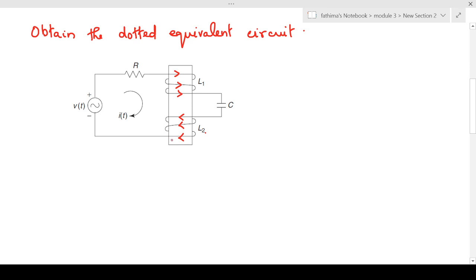So if we apply right hand thumb rule, then we will get the direction of flux in this coil like this, and the direction of flux in the second coil will be like this. So phi 1 and phi 2 direction we have obtained. That means both the fluxes are opposing each other. So now we'll draw the dotted equivalent circuit.